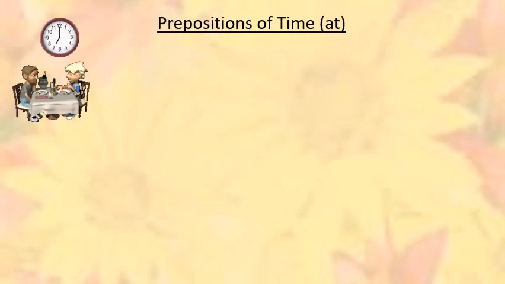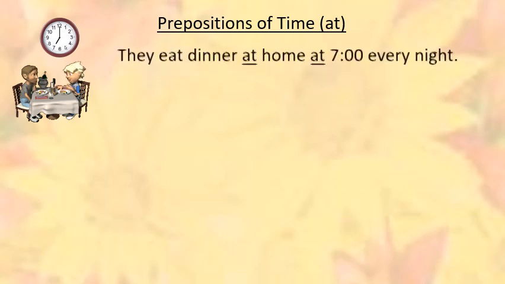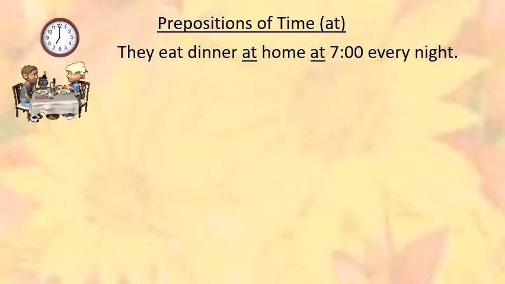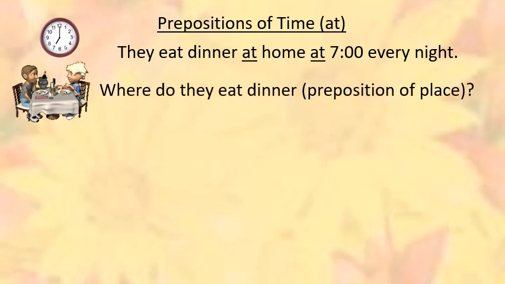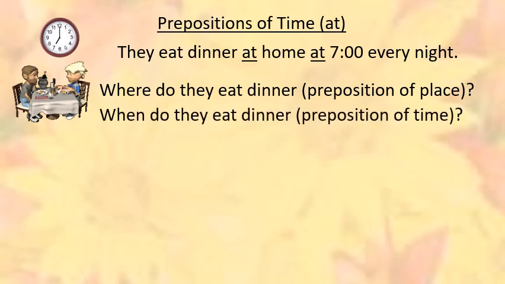Prepositions of time, at. They eat dinner at home at 7 o'clock every night. Where do they eat dinner? Preposition of place, at home. When do they eat dinner? Preposition of time, at 7 o'clock.